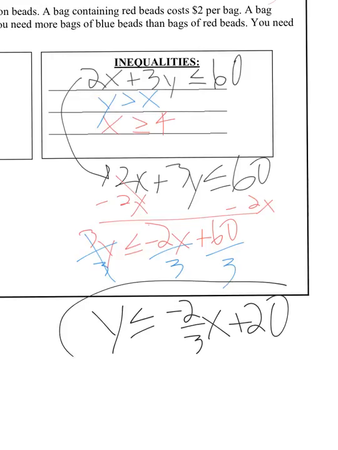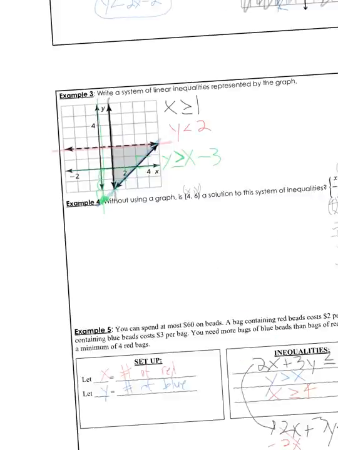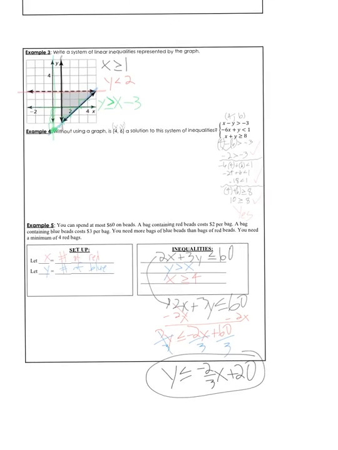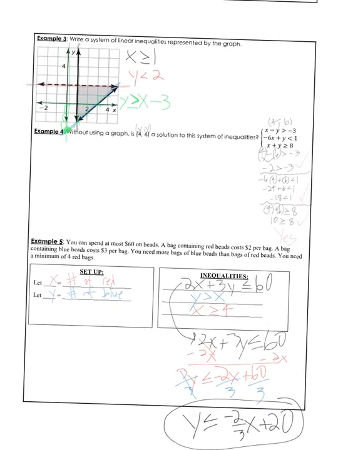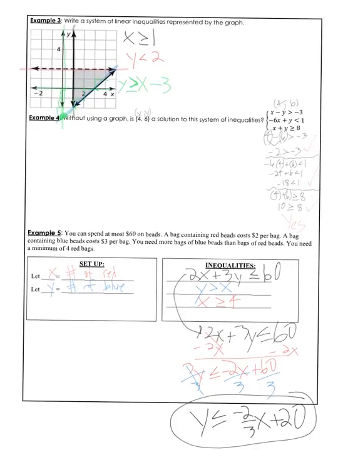So since this is in y equals form, it's ready to graph. The other two are in y equals or x equals form, so they're ready to graph and shade in. And you'd have some sort of graph that would look similar to that. And you'd find your common solution set to see how many bags of red beads and blue beads you could buy. So that's it for the notes.